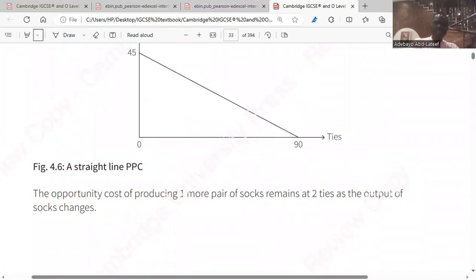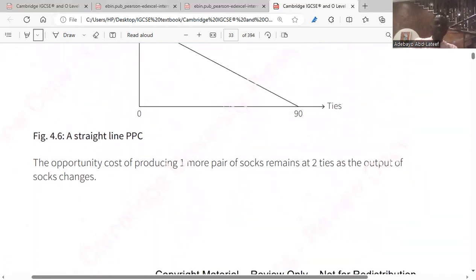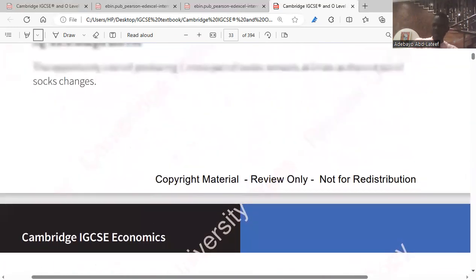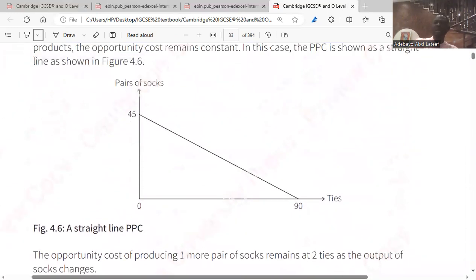Now we go to a straight line PPC. The opportunity cost of producing one more pair of socks remains at 2 ties as the output of socks changes. So here, it will only be a straight line when we have to double whatever we are producing. If we are producing one of these, we have to produce 2 of that. That is why we have a straight line PPC. If not, it will always be a bow. Clear? Yeah, right.